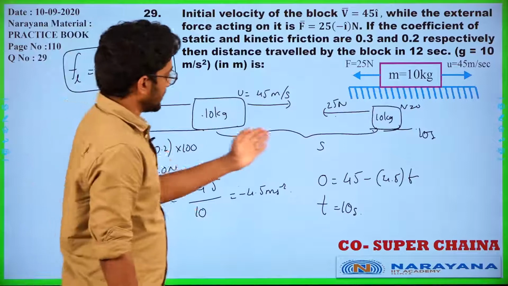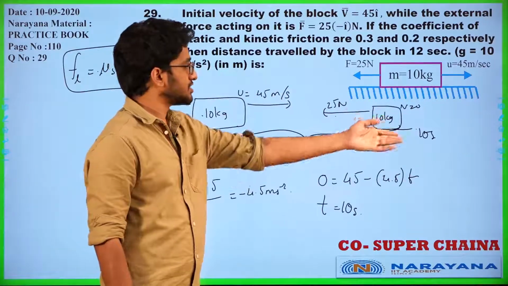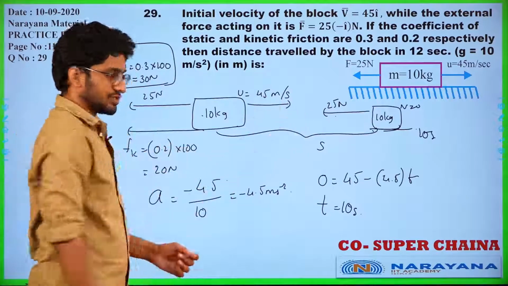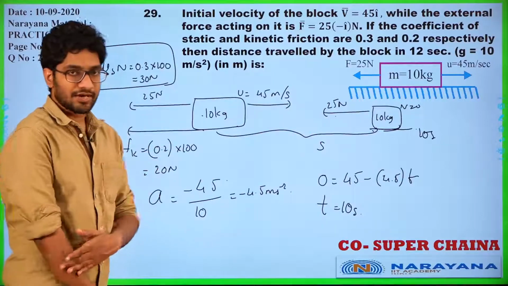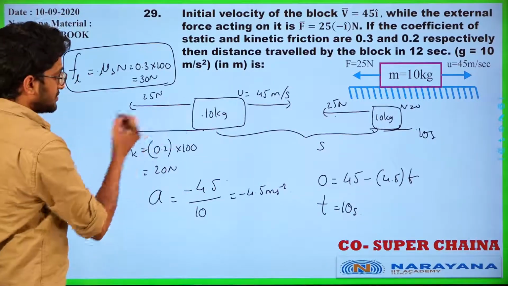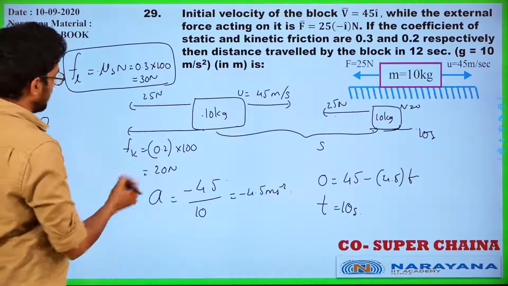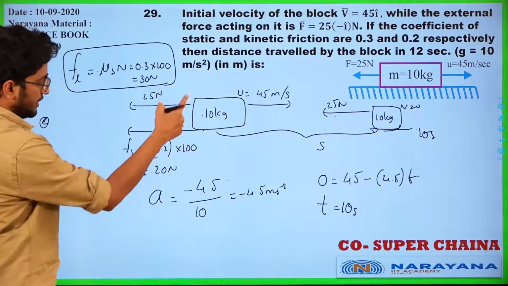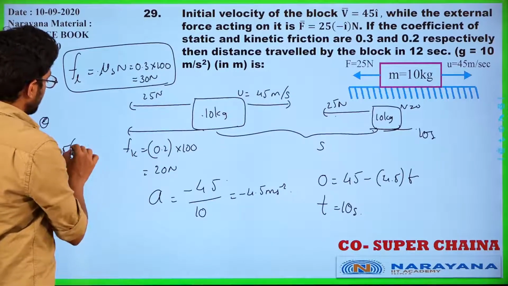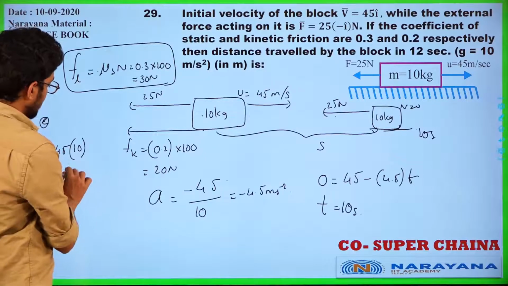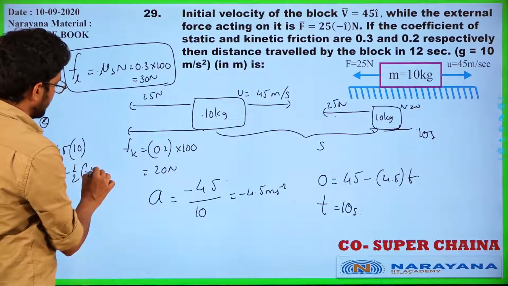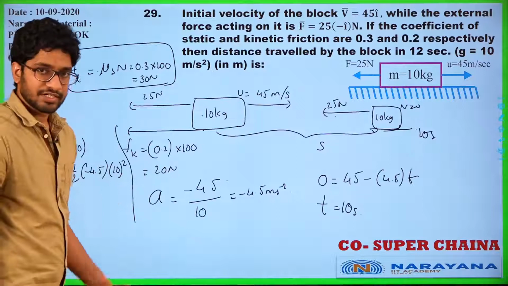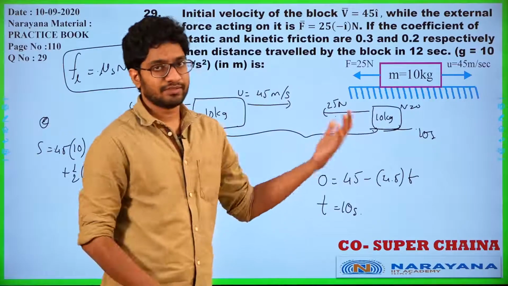Okay. So we need to find only the distance traveled for the first 10 seconds. In the last 2 seconds it is not able to move. Okay. So how do I find distance? I can use v square minus u square equals 2as, or I can use s equals ut plus half at square, any of them. So if I use s equals ut plus half at square, distance is ut, initial velocity is 45 into t, ut plus half into acceleration, which is minus 4.5, into t square. Distance is ut plus half at square. We need distance traveled in 10 seconds.